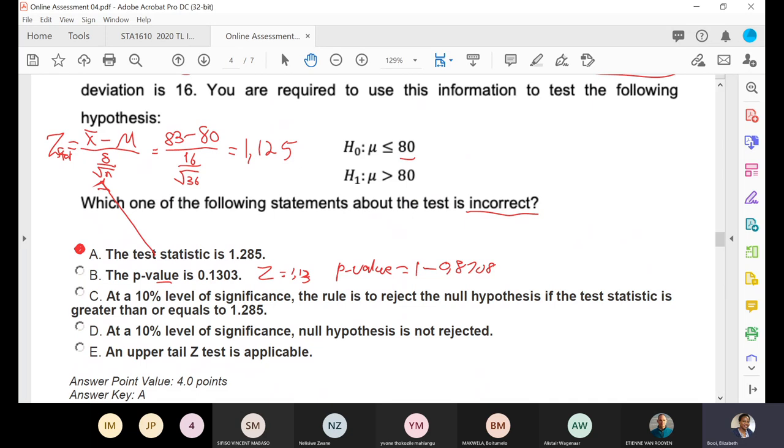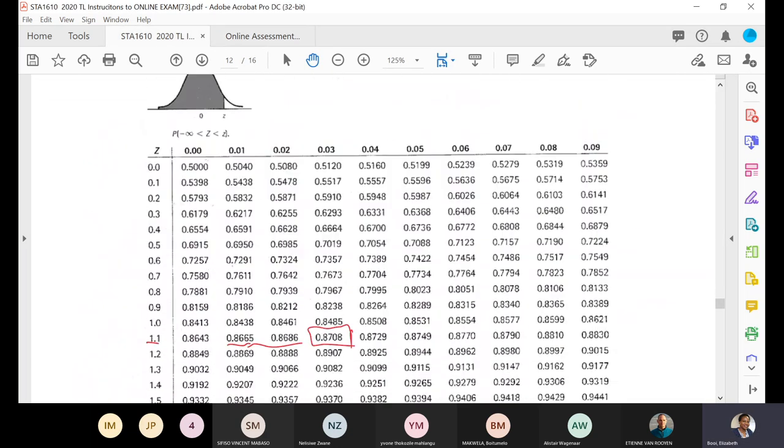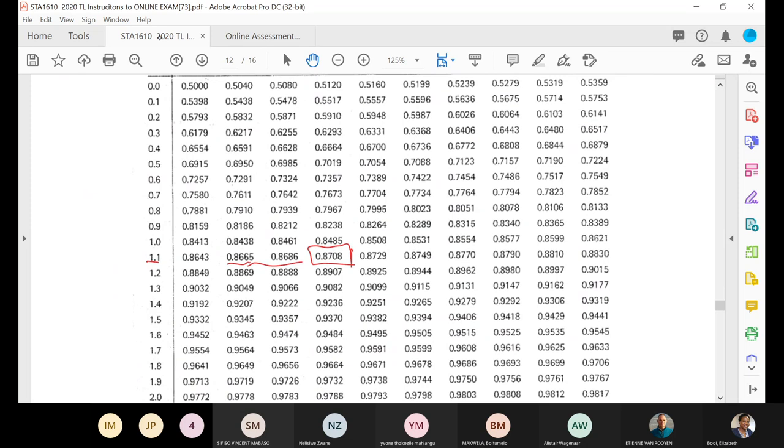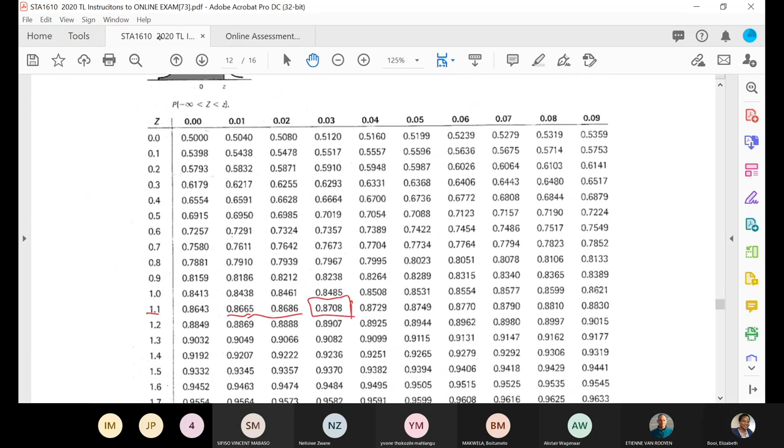1, 3. Why do they have 1, 3? 1 minus 8, 7. It should be 1, 2, 9, 2. What do you get? Even if I use the other ones, I'm not gonna get that option that they gave. I think 0, 1, 2, 9, 2 is the closest to the answer they gave.